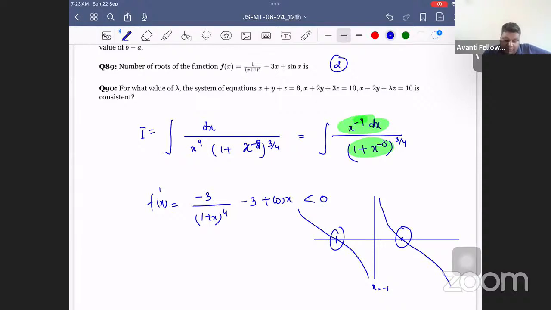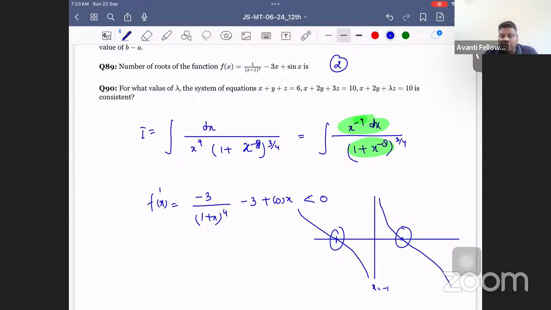Now, value of lambda for which the system of equations is consistent. Since a consistent system of equations means the system is having at least one solution, you just make the determinant made up of the coefficients zero. Got it? So with that, you get the value of lambda.